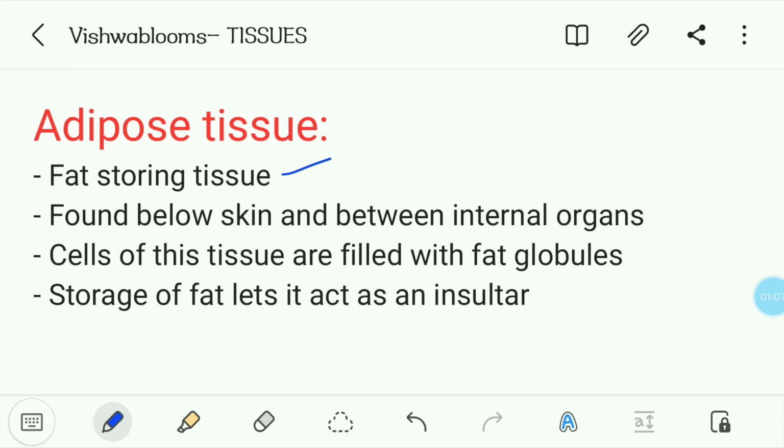That means towards your stomach, on the right and left sides, you will have fat. So fat is present in many parts of our body. Mainly this fat is present in the skin and between the internal organs. Wherever fat is present, adipose tissue will be there, because this adipose tissue is what stores the fat. That's why it is a fat storing tissue. The cells of this tissue are filled with fat globules, and the storage of fat acts as an insulator.